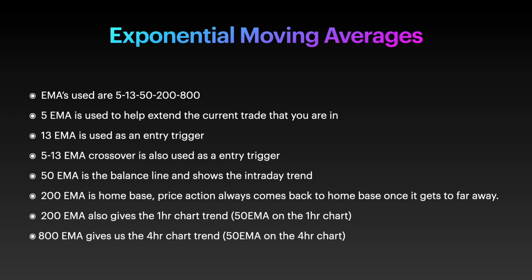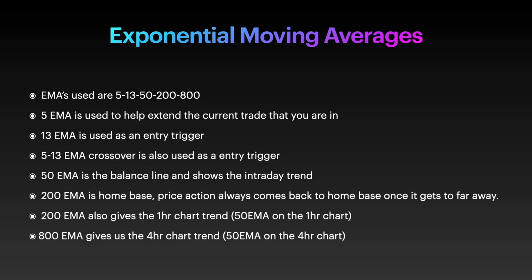If you're on a 15-minute chart and you see that price action is below the 200 EMA, that means that on a 1 hour chart, price action is still also below the 50 EMA. The same thing for the 800. If the 800 is above price on a 15-minute chart, that basically means that on a 4 hour chart, the 50 EMA is also still above price.